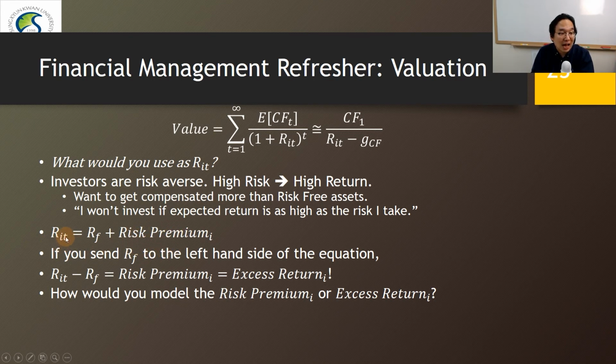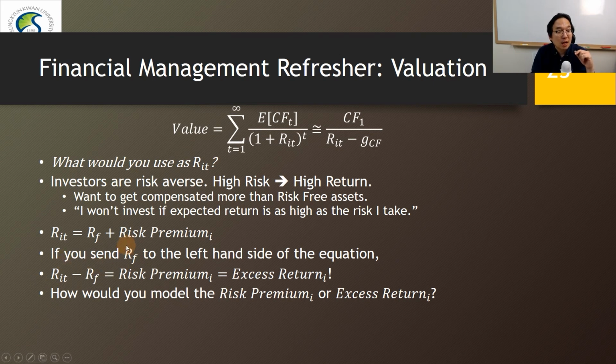And you notice the i: for each different security, you can think about a different risk premium. Tesla's risk premium, ExxonMobil's risk premium, Apple's risk premium, each and every risk premium may differ. How would you model this is an important issue.